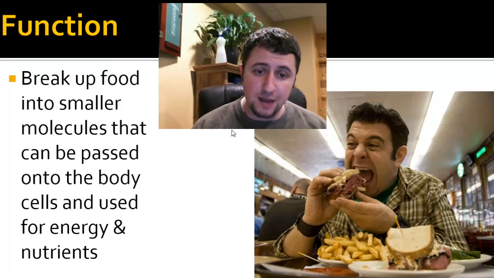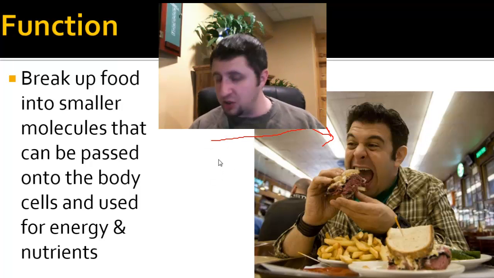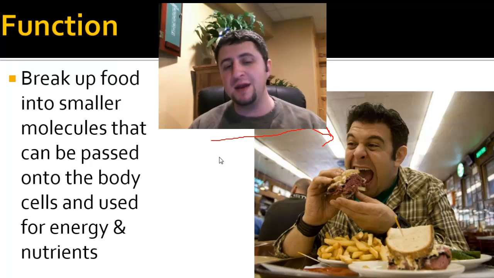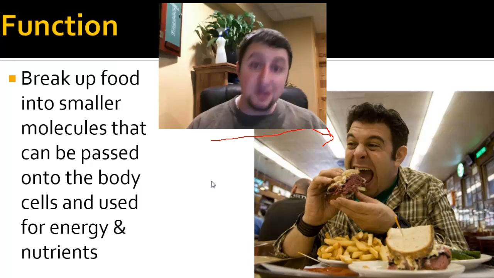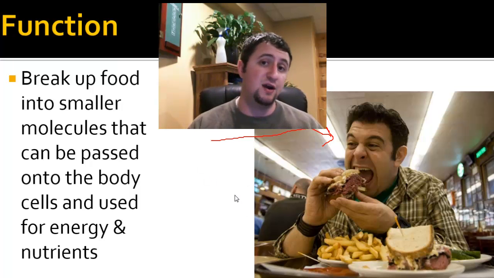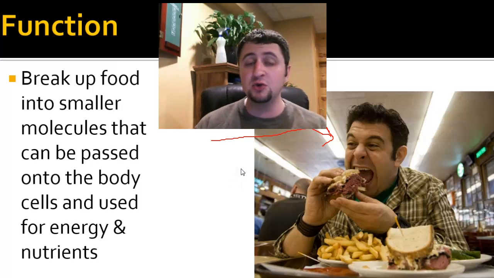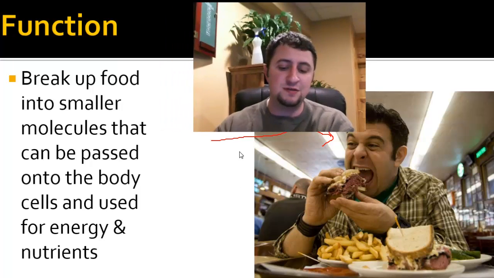Now, here is a picture of that guy from Man vs. Food, Adam. He is munching down on some food, more food than any human probably needs in a day. What he's doing is he's utilizing his digestive system to break down that sandwich right there into individual molecules so that he can absorb it into his bloodstream and his body can use the nutrients in the food.